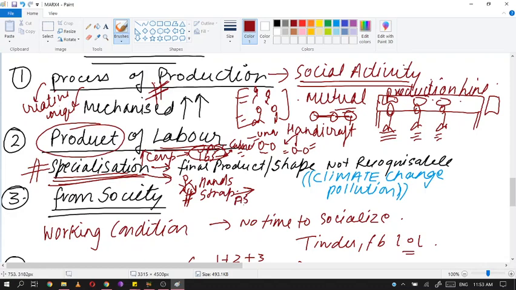The concept of assembly: iPhone assembled in China. Parts made somewhere else, went somewhere, assembled. You are not feeling a connection with the final product. You are alienated from the product.